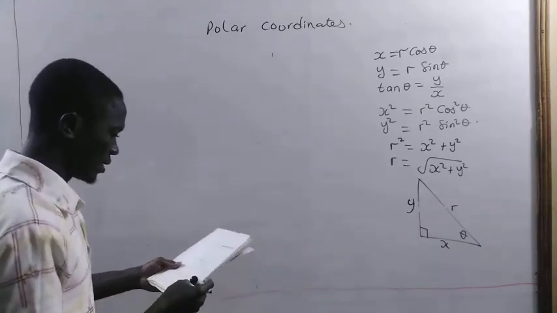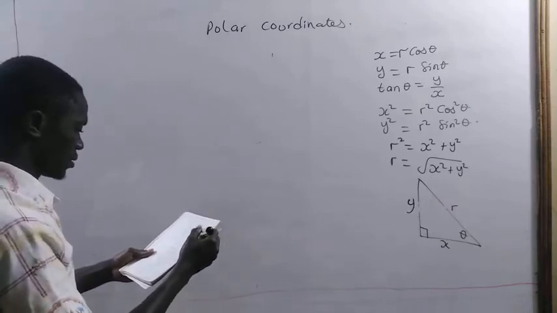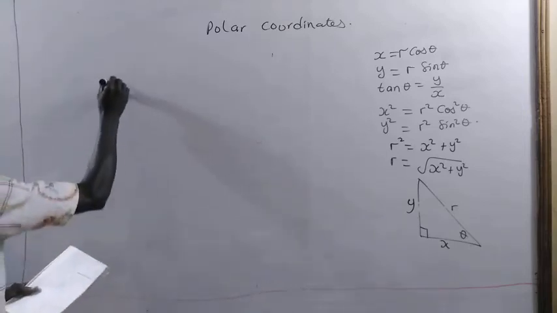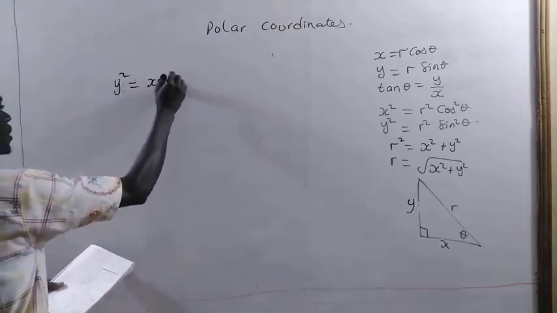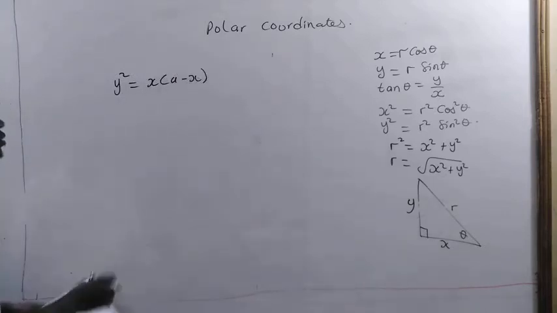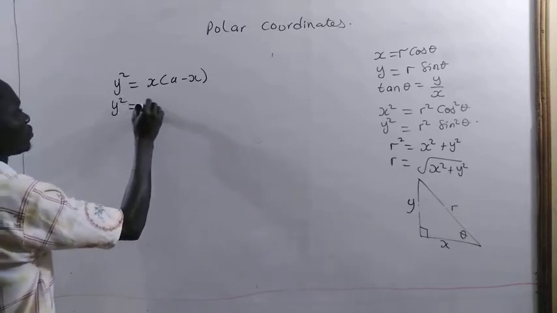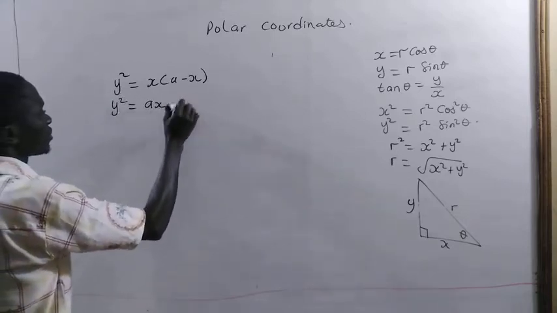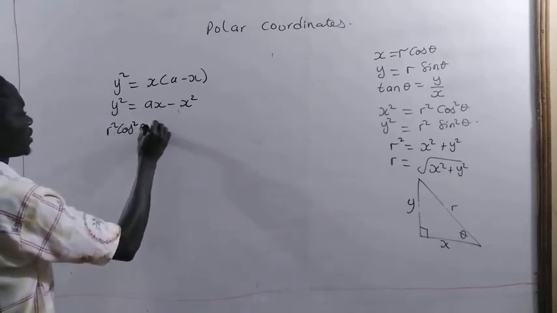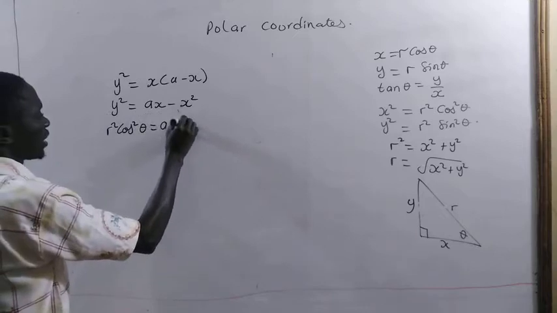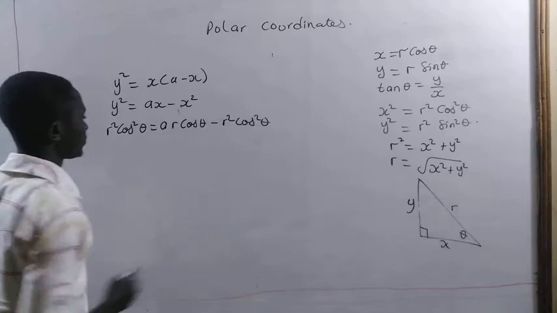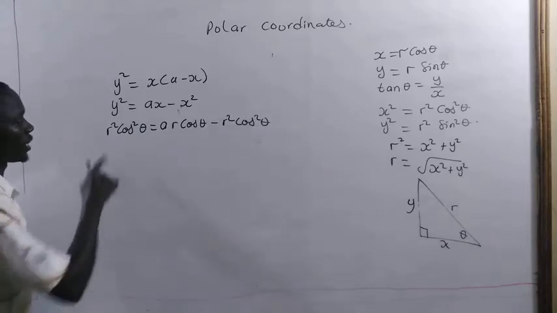And the second example, we've done 1, 2, 3, 4. Now what about this one? We have y squared equal to x into bracket a minus x. How do we do this one? Here we take y squared equal to ax minus x squared. y squared is r squared sine squared of theta. We have ax is a r cosine of theta minus r squared cosine squared of theta. So here what we do, we can divide through by r.